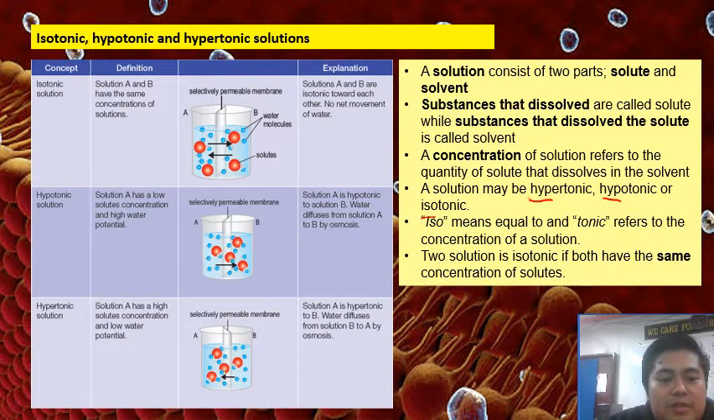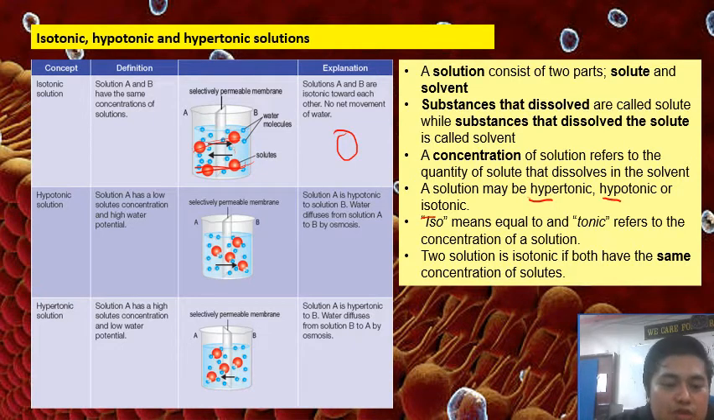So kita tengok kes pertama, isotonic solution. Solution A and solution B have the same concentration of solution. So dia punya kepekatan dia sama. So solution A and B are isotonic towards each other. There is no net movement of water. Maksudnya bila air bergerak sini, dia akan gerak sini balik. Bila air gerak sini, dia akan gerak sini. So dia punya movement of water dia sama dengan kosong.